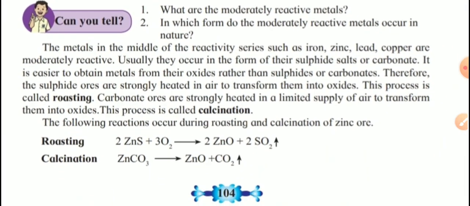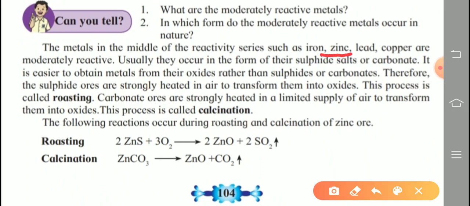See the explanation given in this paragraph. The metals in the middle of the reactivity series, such as iron, zinc, lead, copper, are moderately reactive. Usually they occur in the form of their sulfide salts or carbonate salts. It is easier to obtain metal from their oxides rather than sulfides or carbonates. So these sulfides or carbonates are converted into oxides.